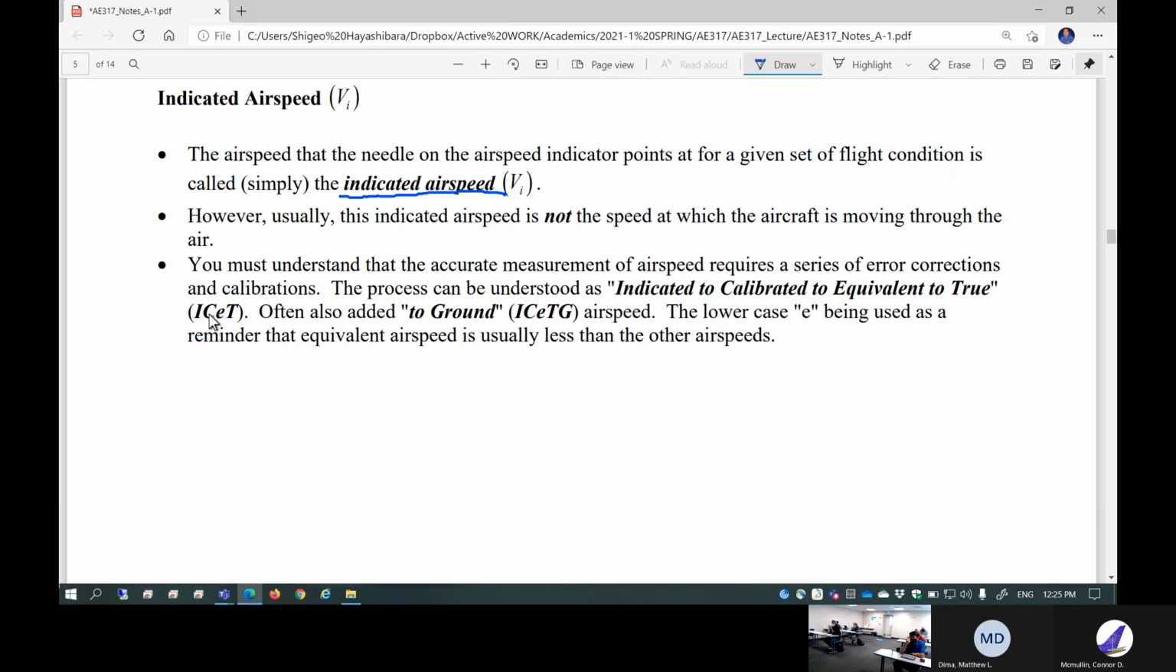That's C. Next step is calibrated to equivalent, that's E. And then equivalent to true, that's T. And oftentimes to ground. So this is the calibration process, something called ICE-T or ICE-TG. Okay, step-by-step process. You're going to convert one way of saying airspeed, indicated airspeed, to calibrated airspeed, to equivalent airspeed, to true airspeed, to ground airspeed.